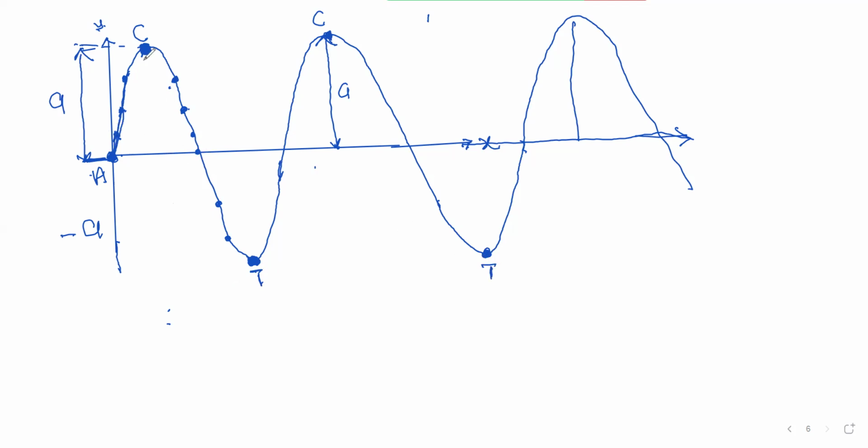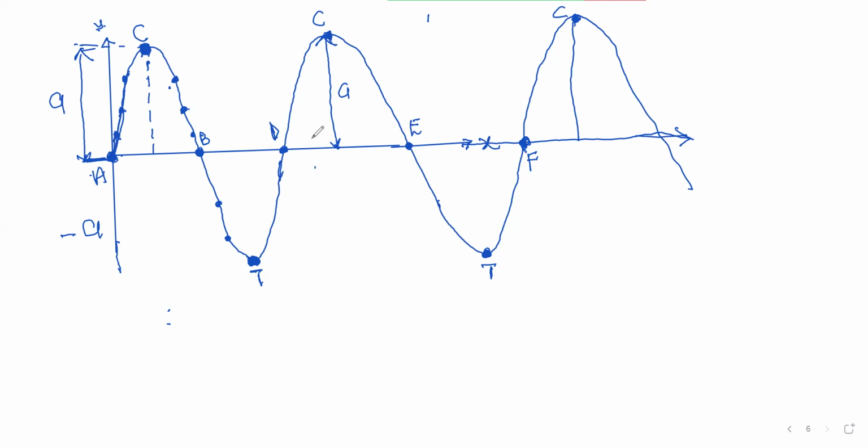So A, this is B. This is a point D. E. F. This is another crest. So let's end here. Waves are similar to a complete cycle.